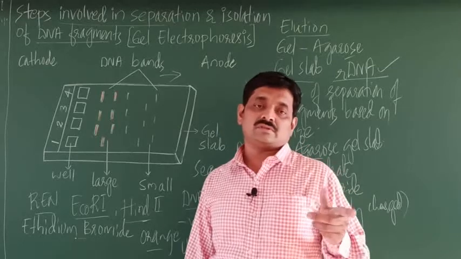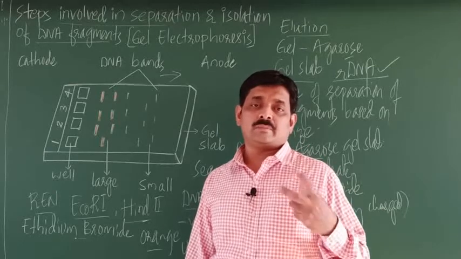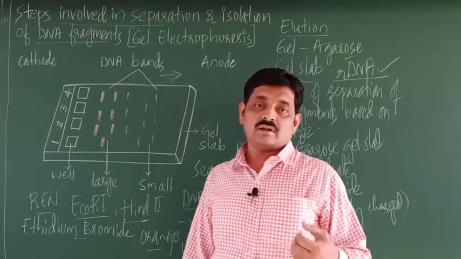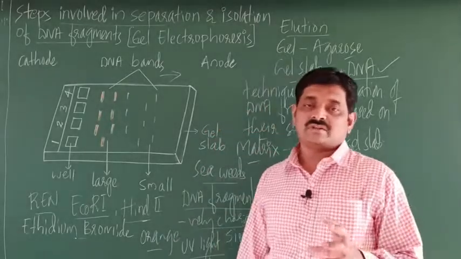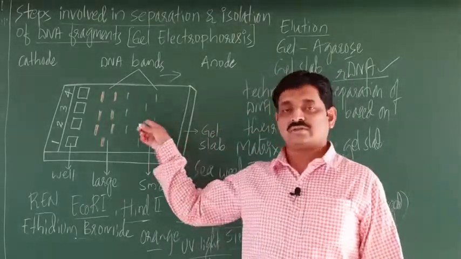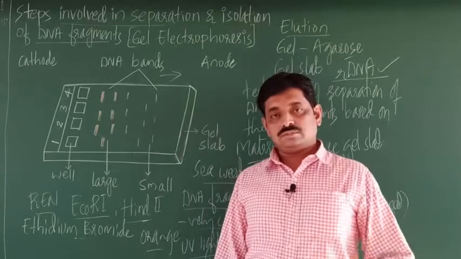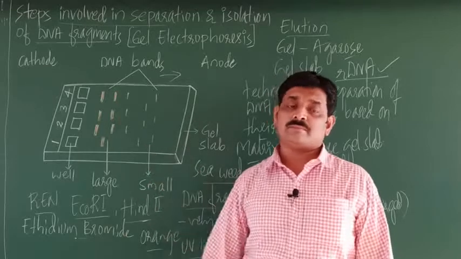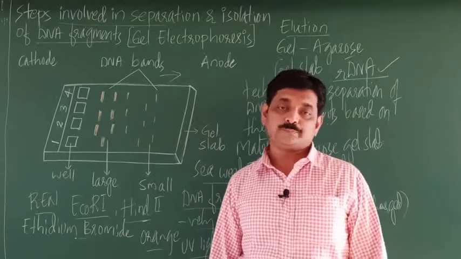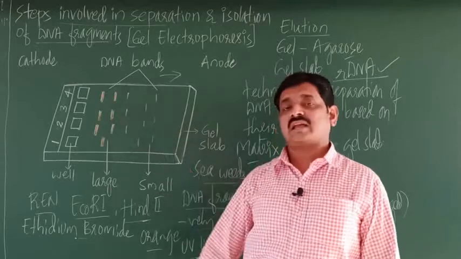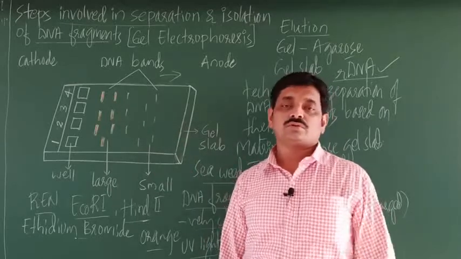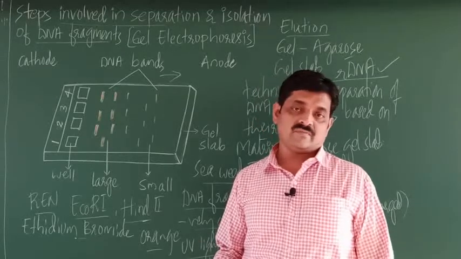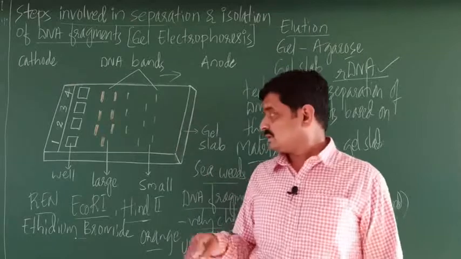Now these DNA fragments are treated with a compound called ethidium bromide. After treatment with this stain, they appear orange under UV light. After that, these DNA fragments are extracted or removed from this agarose gel. Extraction of DNA fragments from the agarose gel slab is called elution. Now these DNA fragments can be used for constructing recombinant DNA. Fine. So those are the steps involved here.